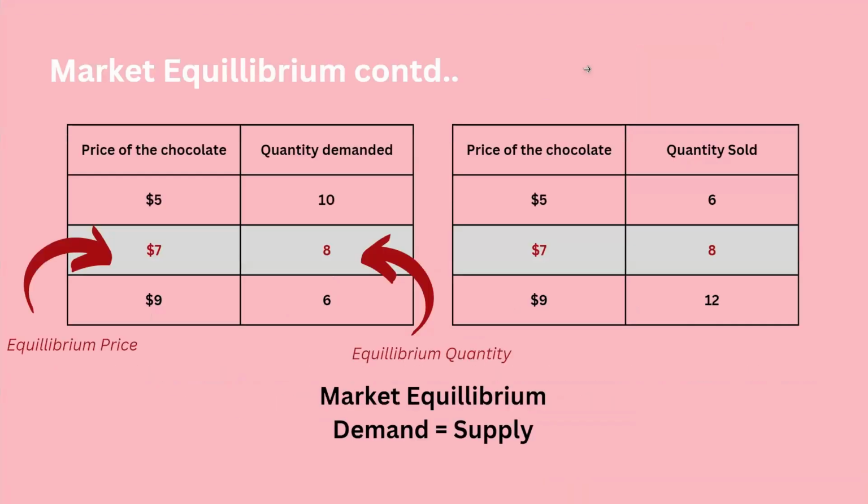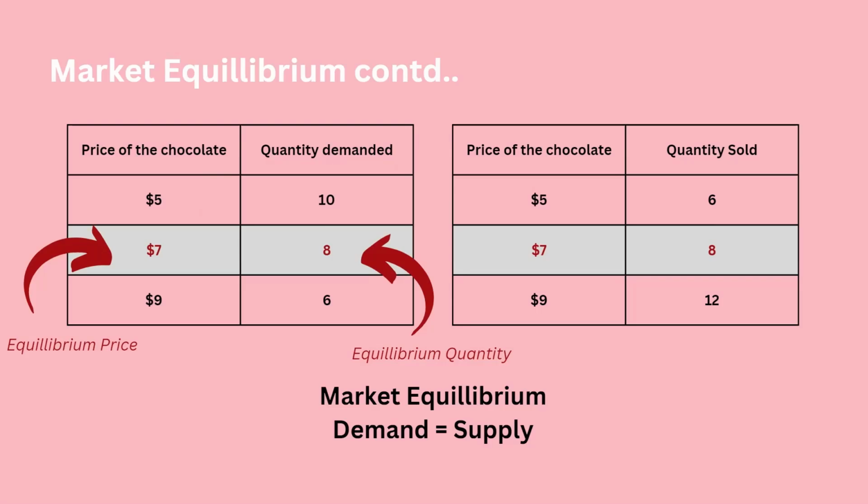So let's look at the demand and supply schedule to understand the topic a bit better. We have a table for the price of the chocolate and quantity demanded, and the price of the chocolate and the quantity sold. So for $5, the demand for the chocolate bar is 10. At $7, it's 8 chocolate bars, and at $9, it's 6 chocolate bars. And for the supply, at $5 it's 6, at $7 it's 8, and at $9 it's 12. So if I see the price of $5, I can see that the quantity demanded is 10, but the quantity sold is 6.